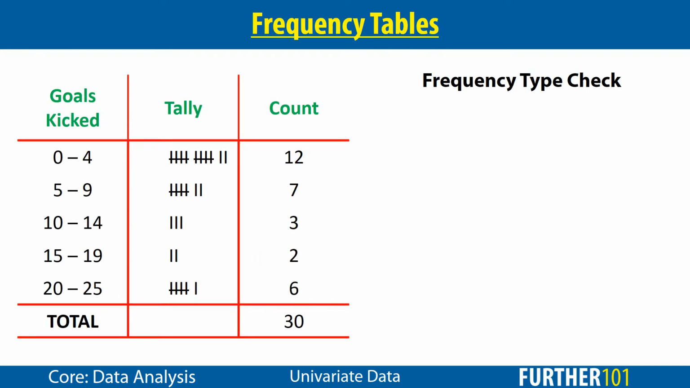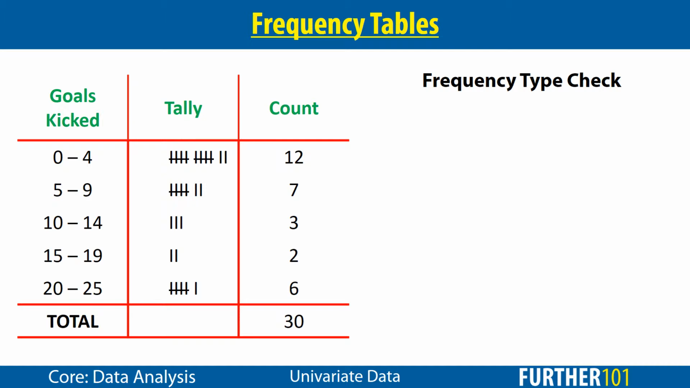Sometimes both the count and percentage are given, but usually only one is provided. That means you will be expected to convert an answer to the other frequency type if the question demands it. For example, you may be asked to provide the percentage of persons who kicked between 15 and 20 goals, even though the table only provides a count of these goal kickers.